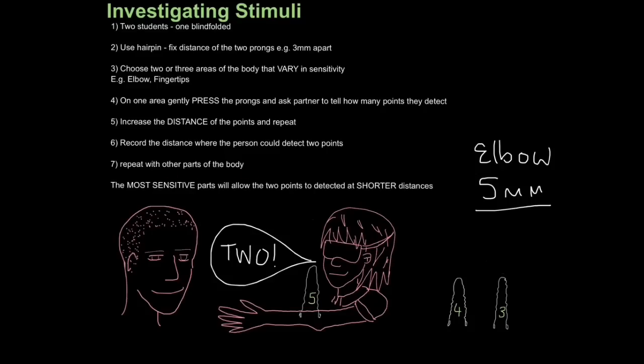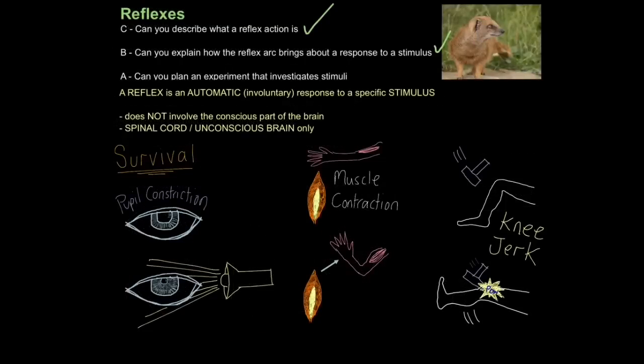And what you should find is the most sensitive parts will allow the 2 points to be detected at shorter distances. So for example, if I was to repeat this experiment now with the fingertip, I guarantee that you would probably be able to detect 2 points when the prongs are only 3 millimeters apart. Your fingers are far more sensitive than your elbows. And that is how you can plan an experiment that investigates stimuli.